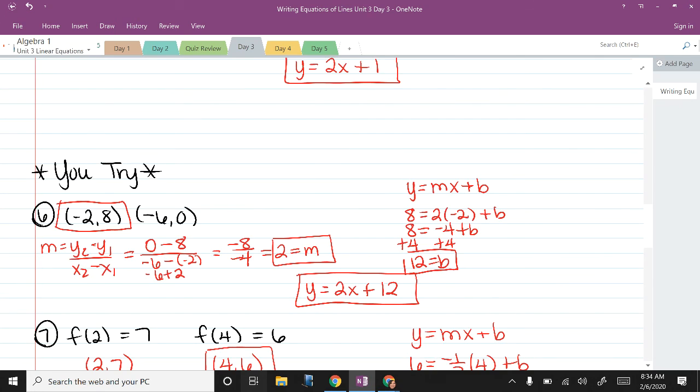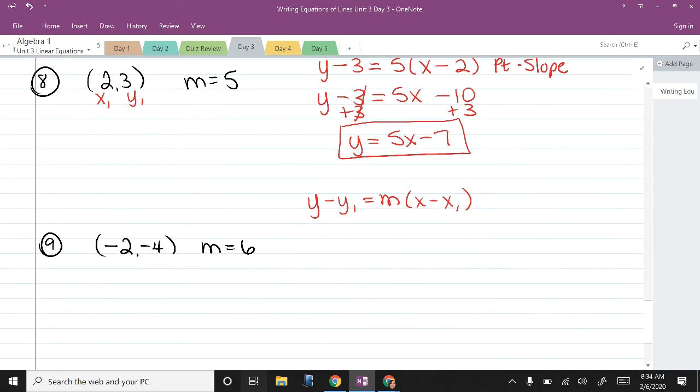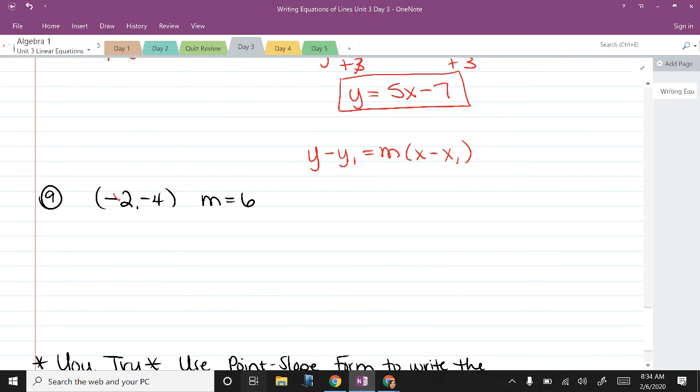X1 and Y1. Oops, I don't know what just happened. X1. It's reading my touch screen too much. And I can't erase that red mark. Sorry, y'all.